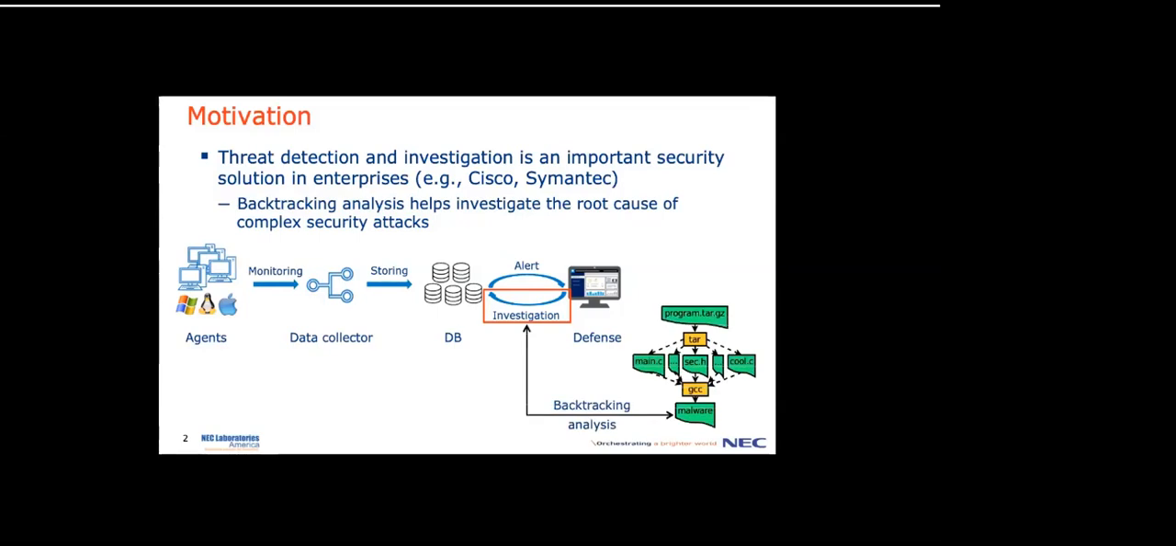So the backtracking analysis is applied to the last step, the investigation step. The starting point is the malware that triggers the malicious behaviors and the alerts to the security analyst. As you know, for the malware, the behavior happens in the direction from top to bottom. However, backtracking analysis is to find the root cause, so the direction is from bottom to top.